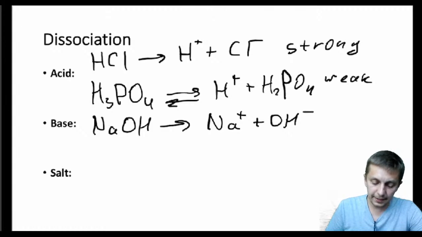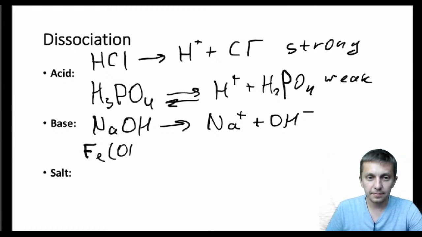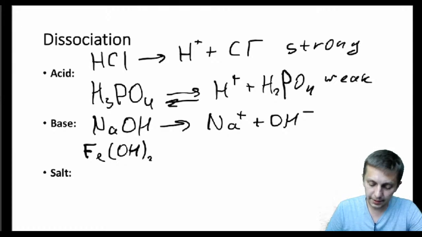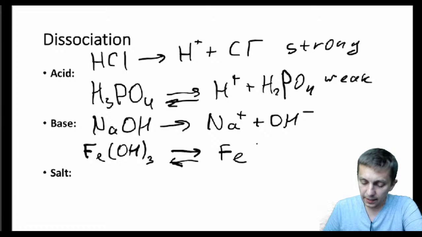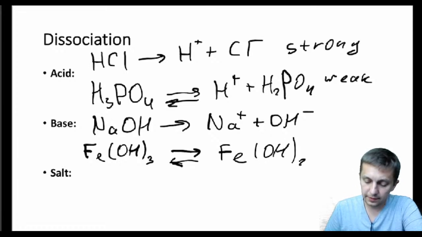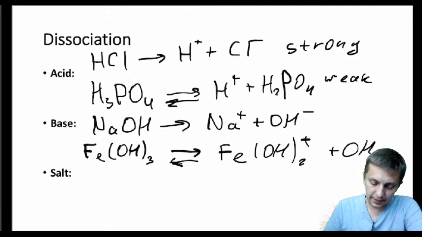And if we're dealing, for example, with iron hydroxide, it's a weak base, a very weak base, the main component of rust. And this base produces OH-, but not many. And salt, soluble salt.